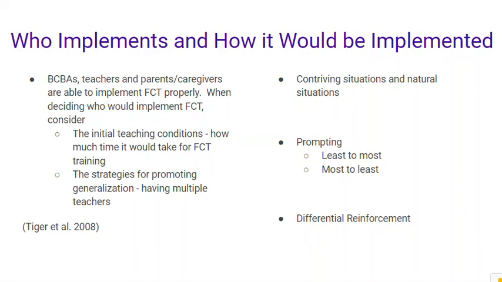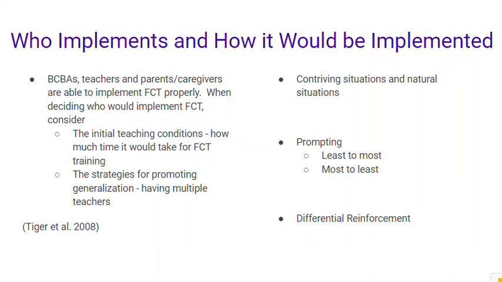The strategies used to promote generalization, having multiple teachers, are more valuable. In this case, the most relevant teacher for the child would be the most likely to show benefits for success for functional communication training.